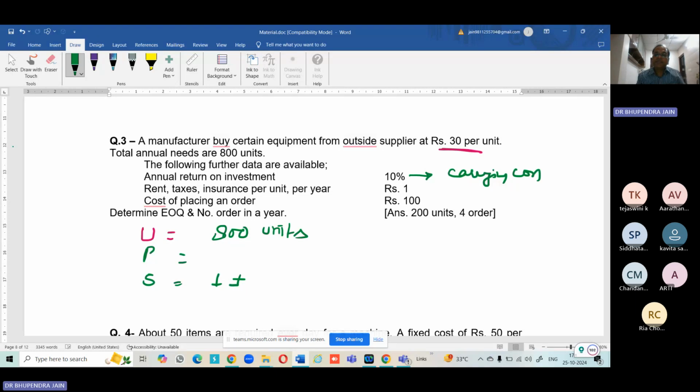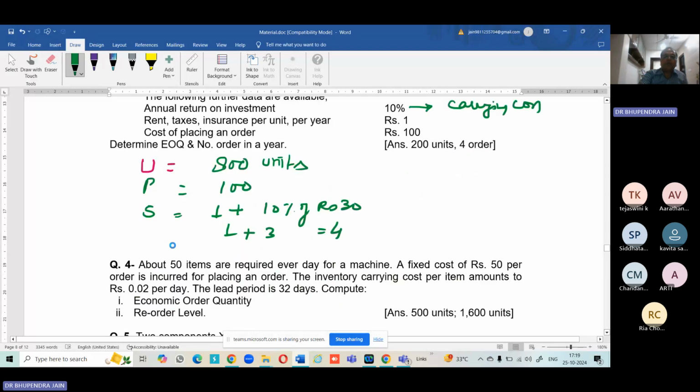₹1 plus 10% of ₹30. Carrying cost is given in percentage, so percentage on what? Percentage on purchase price. So this is 1 and this is 3. How much total? 4. And the cost of placing an order is ₹100. So P is 100. Now you can easily calculate the economic order quantity.